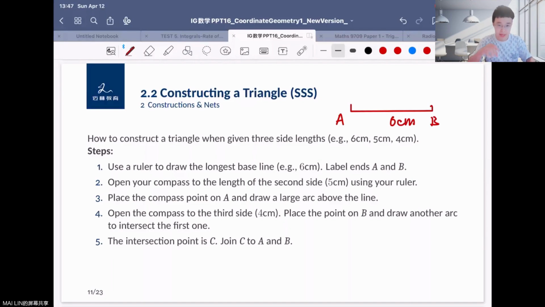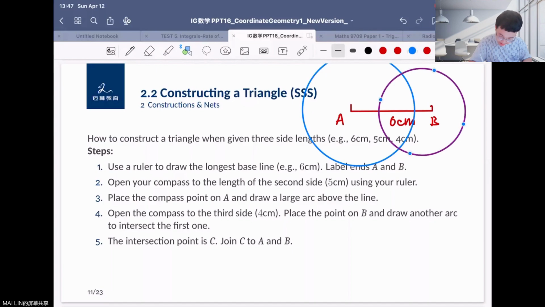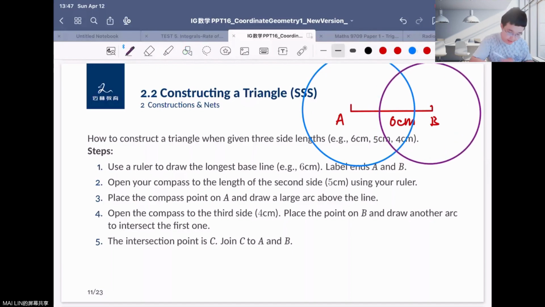You can use a compass to draw a circle, for example with a radius of 5 centimeter, using A as the center. Then you can also draw a circle centered at B with a radius of 4 centimeter. You'll find that there are two intersection points. These points can be C.